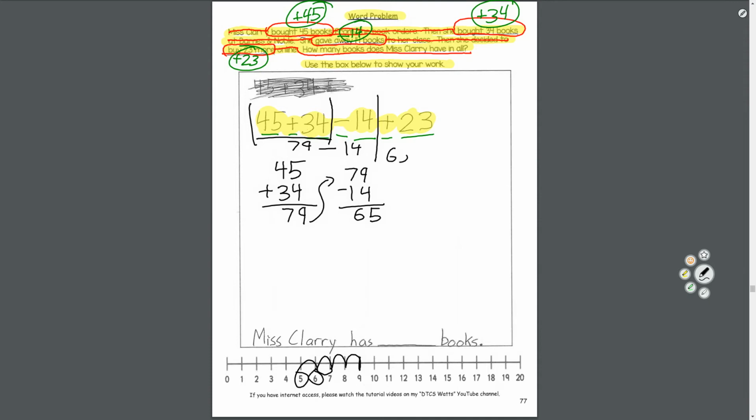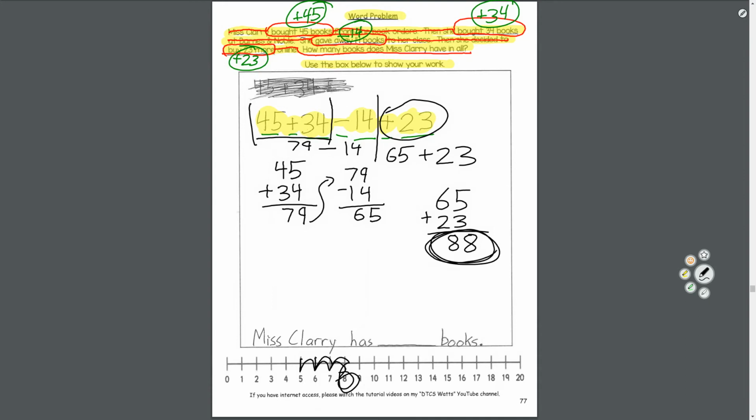We will have 65 plus 23. And we got all the space. Let's use it. 65 plus 23, because she bought 23 books online, probably on Amazon. Ones place, 5 plus 3. 5 plus 1, 2, 3 equals 8. Tens place, 6 plus 2. 6 plus 1, 2 equals 8. So 88. And that doesn't mean anything until we put it in a sentence.